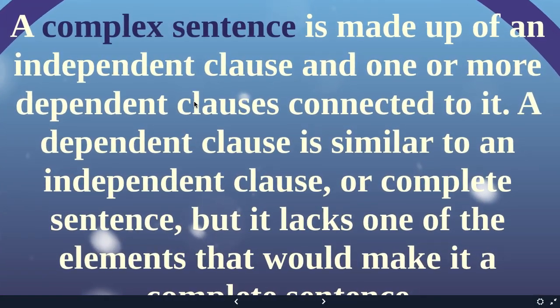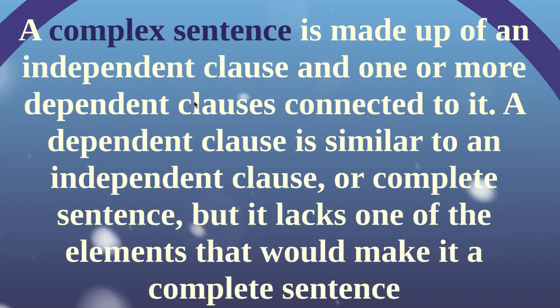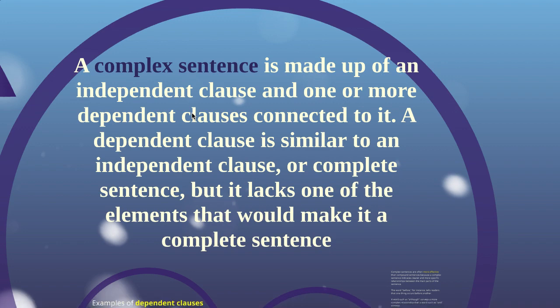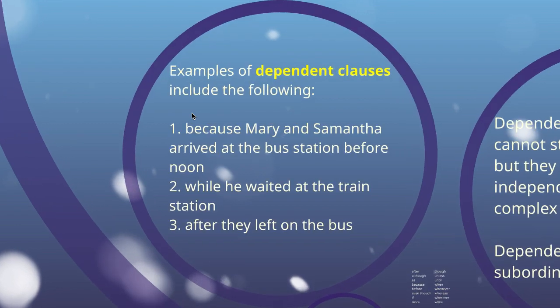All right, this is made up of an independent clause and one or more dependent clauses that connect to it. A dependent clause is similar to an independent clause or a complete sentence, but it lacks one of those elements that would make it a complete sentence. Essentially, it's not a complete thought. Dependent clause and phrase is where things are going to get a little confusing, and we'll try to smooth that out probably more so tomorrow. So a complex sentence has an independent clause, and at least one, maybe more, dependent clauses connected to it. It doesn't use coordinating conjunctions. It uses what's called subordinating conjunctions, which we'll get into.